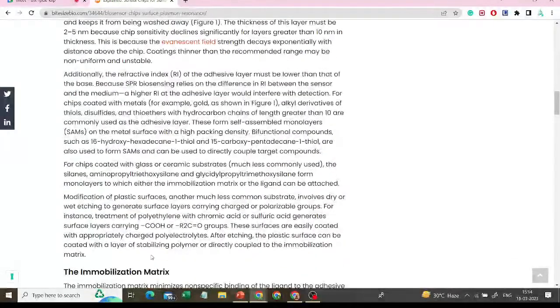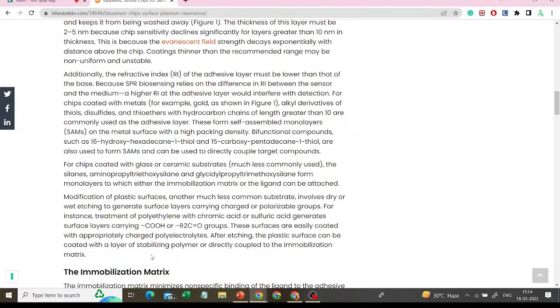Additionally, the refractive index of the adhesive layer must be lower than that of the base, because SPR biosensing relies on the difference in RI between the sensor and the medium. A higher RI at the adhesive layer would interfere with your detection. So you need a layer with a lower RI than the sensor and the medium, so that you can detect, otherwise it will interfere.